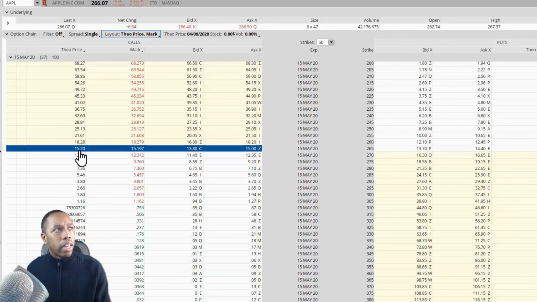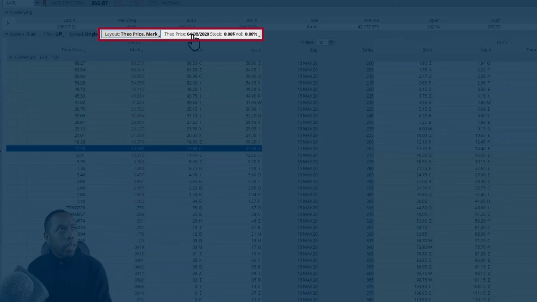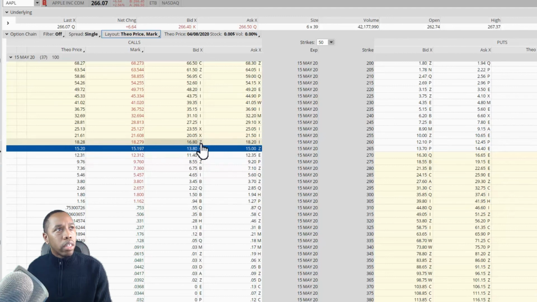But just so you guys understand, that's what the Theo price is. The Theo price, if you look at this at the top of the chain here, it has a date. And then we have the stock price. And this stands for the stock price movement. And then the vol stands for volatility, if the volatility changes. And you can actually get in here and play with this, and this will actually change the pricings of the options.